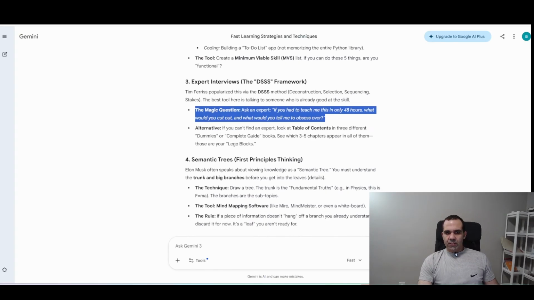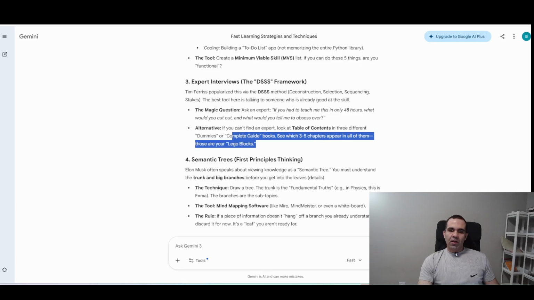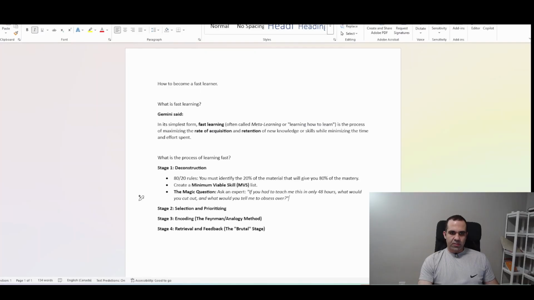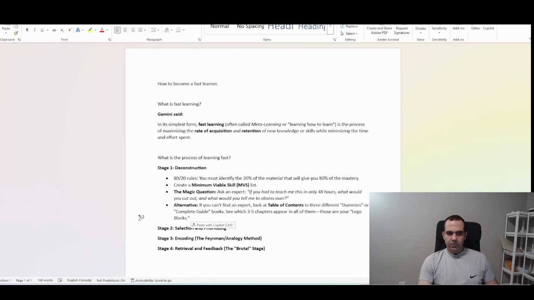Alternative, if you can't find an expert, look at the table of contents in three different dummies or complete guidebooks. See which three or five chapters appear in all of them. Those are the core topics. It's interesting. Yes, this technique is also very good.